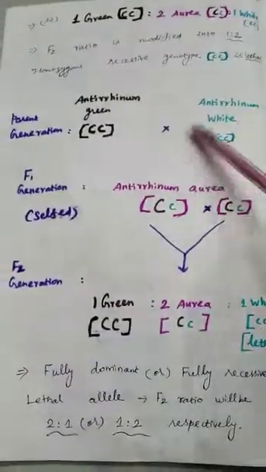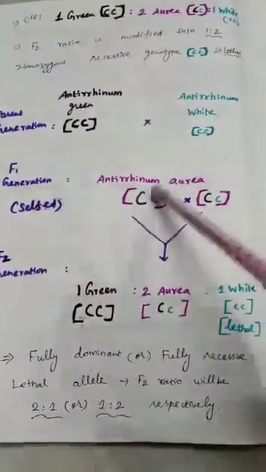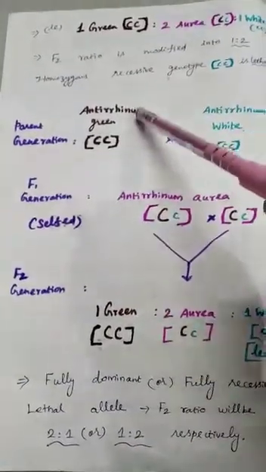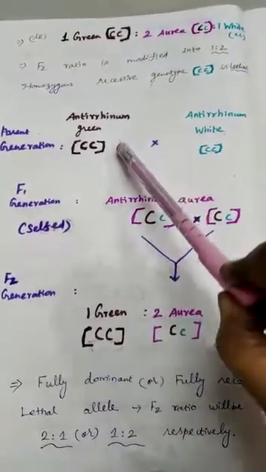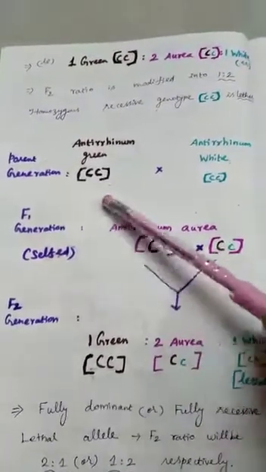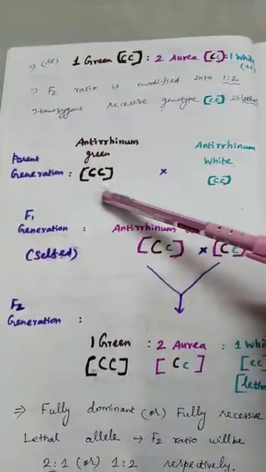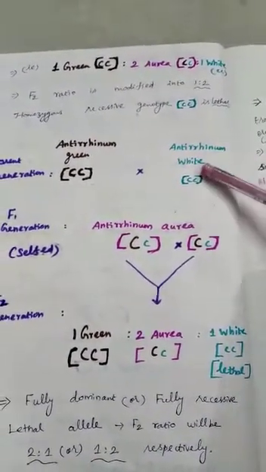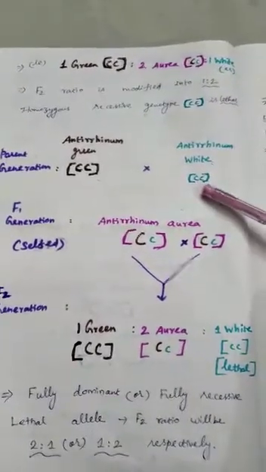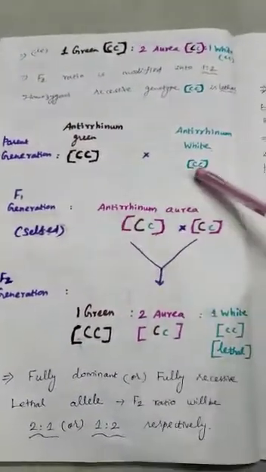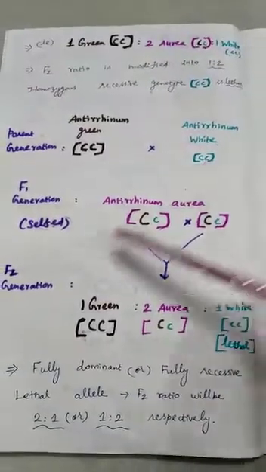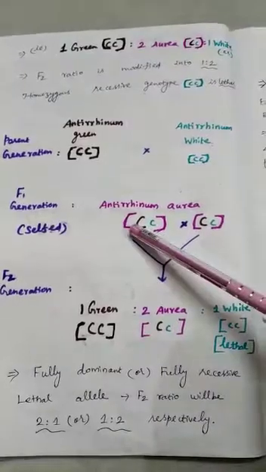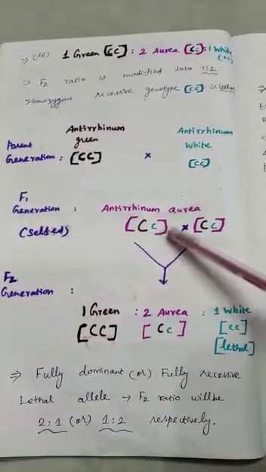Here is the flowchart explanation of the lethal genes. The parent generation is the Antirrhinum green plant species with chlorophyll pigment, which is the dominant, capital C, and the other is the Antirrhinum white plant, small c. Both plants are crossed with each other. In the F1 generation, it possesses the aurea plant, capital C, small c, that is, the heterozygous nature.